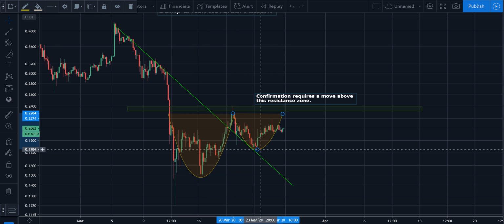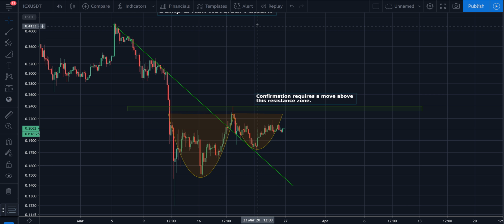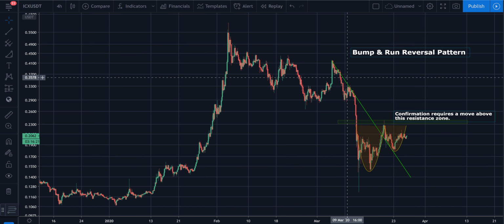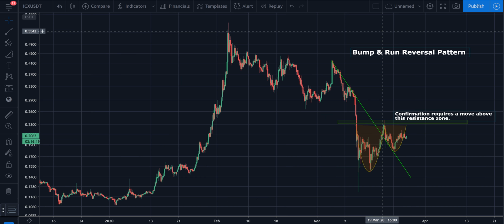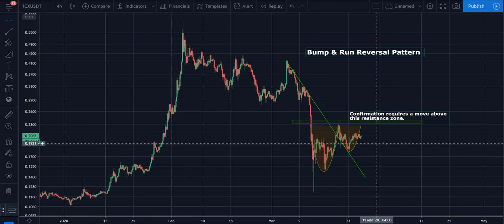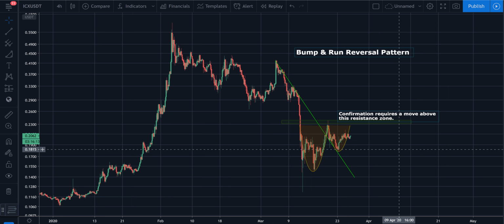Not this one specifically, but a break above here would send us to at least the 42-cent region, I believe, as you would go back to that previous high. And then you would eventually go up to around the 55 to 60-cent region and further. So that's what I'm looking to see with a coin like ICX. Let's take a look at the next chart.